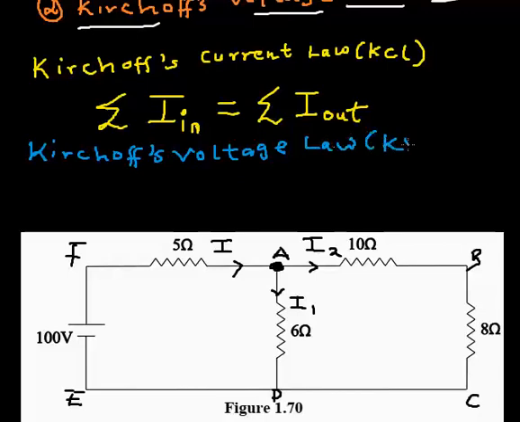KVL. What does it state? According to Kirchhoff's voltage law, it states that the algebraic sum of the voltage drops around a loop is always equal to zero. So the algebraic sum of the voltage drops around a loop is equal to zero if you sum it up.